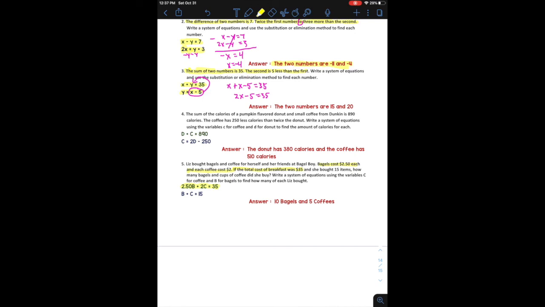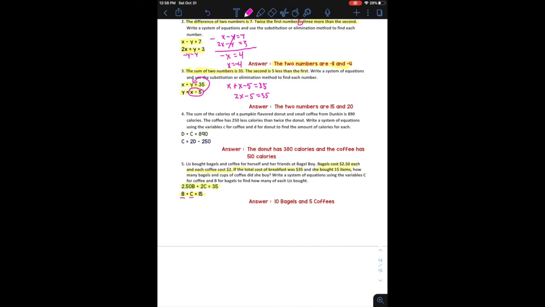Notice that entire equation all had to do with the money. The next piece of information was that she bought 15 items. If she bought bagels and coffee and she bought 15 items altogether, the second equation would be B plus C equals 15. In this case, either substitution or elimination would work. If you wanted to use elimination, you would multiply the second one by 2 and then subtract in order to solve for B. And if you wanted to use substitution, I would have solved either for B or C in the second equation and substituted into the first.